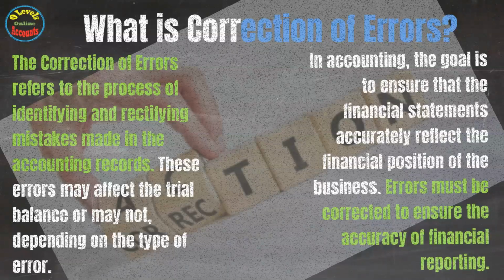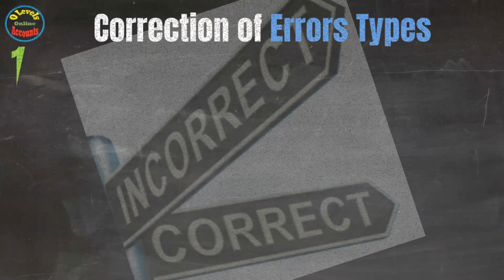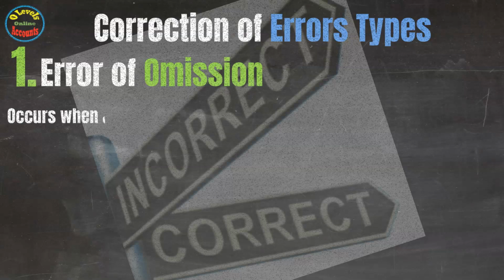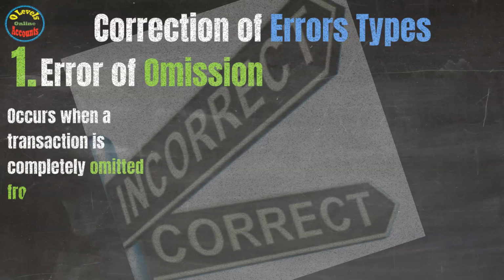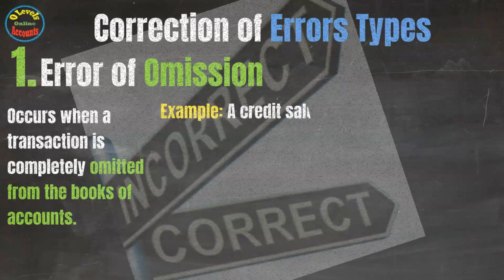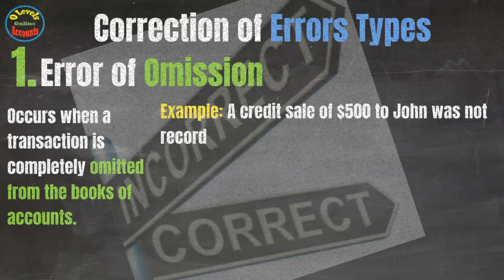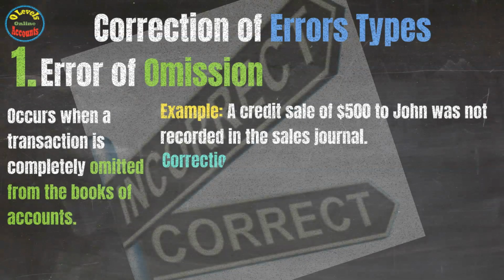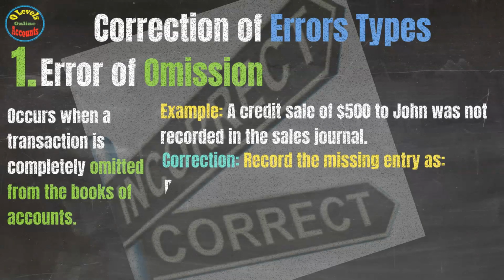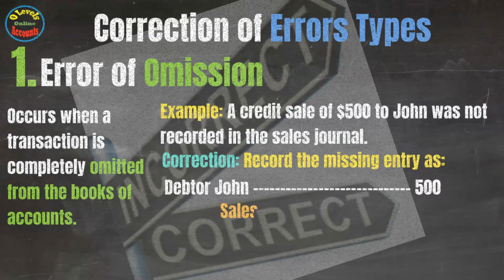Let's check its types. The first type is error of omission. It occurs when a transaction is completely omitted from the books of accounts. Let's check its example with solution. For example, a credit sale of $500 to John was not recorded in the sales journal. Let's check its correction. Correction should be, record the missing entry as follows. Debtor John, debit by $500. Sales, credited by $500.